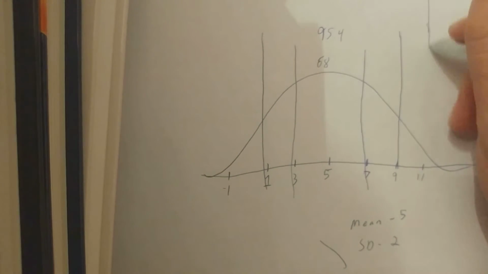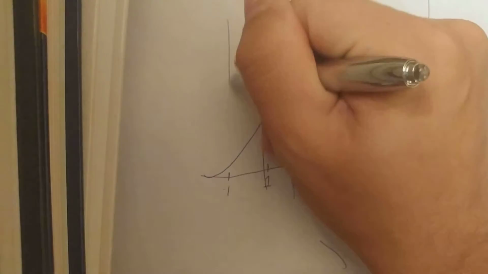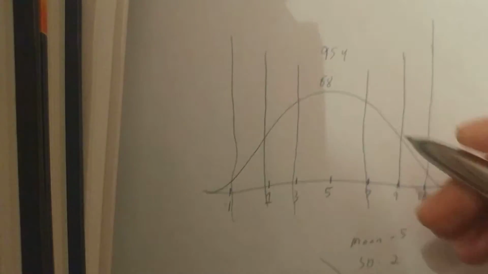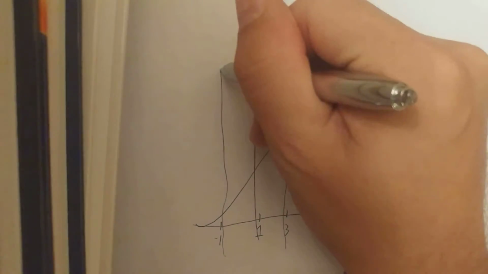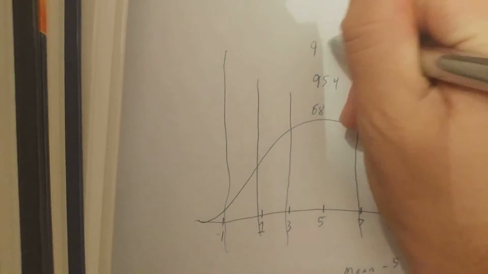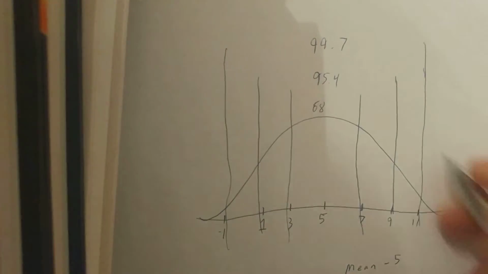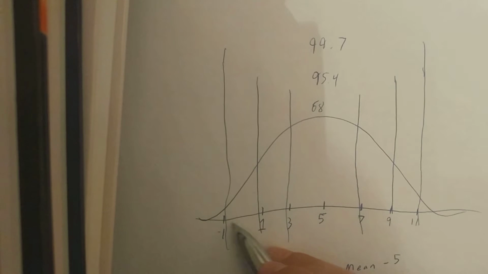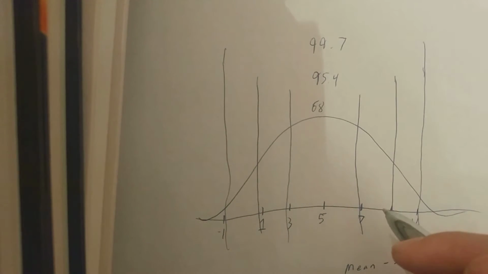Lastly, you have 3 standard deviations, and we can assume that about 99.7% of all the numbers will fall between 3 standard deviations in a normal distribution.